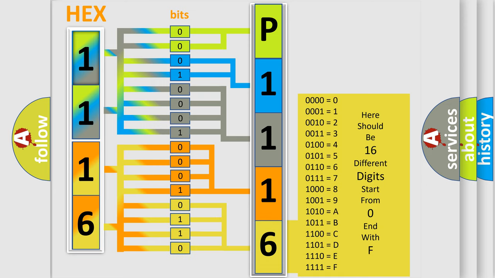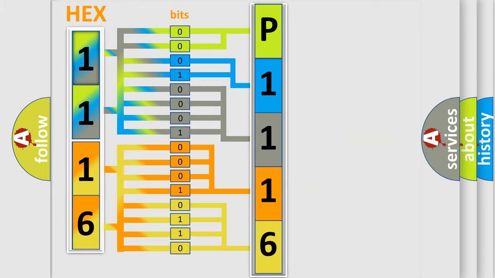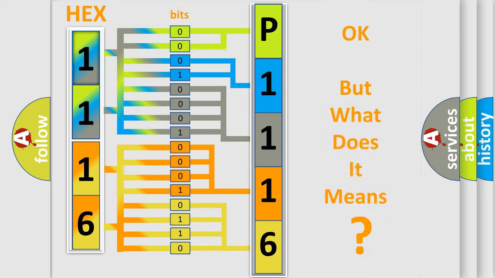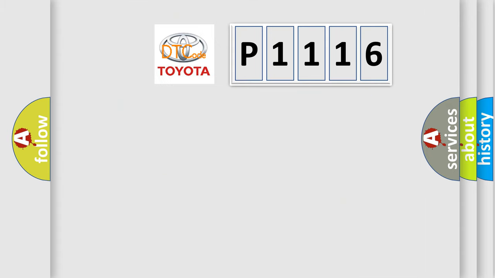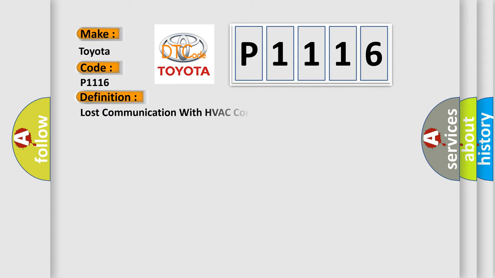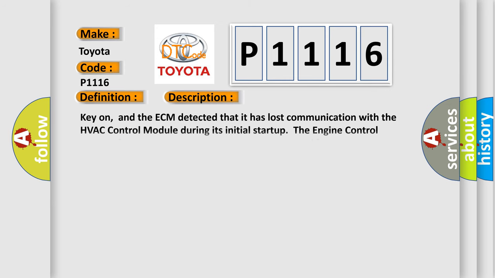We now know in what way the diagnostic tool translates the received information into a more comprehensible format. The number itself does not make sense to us if we cannot assign information about what it actually expresses. So, what does the diagnostic trouble code P1116 interpret specifically for Toyota car manufacturers? The basic definition is lost communication with HVAC control module. And now this is a short description of this DTC code.